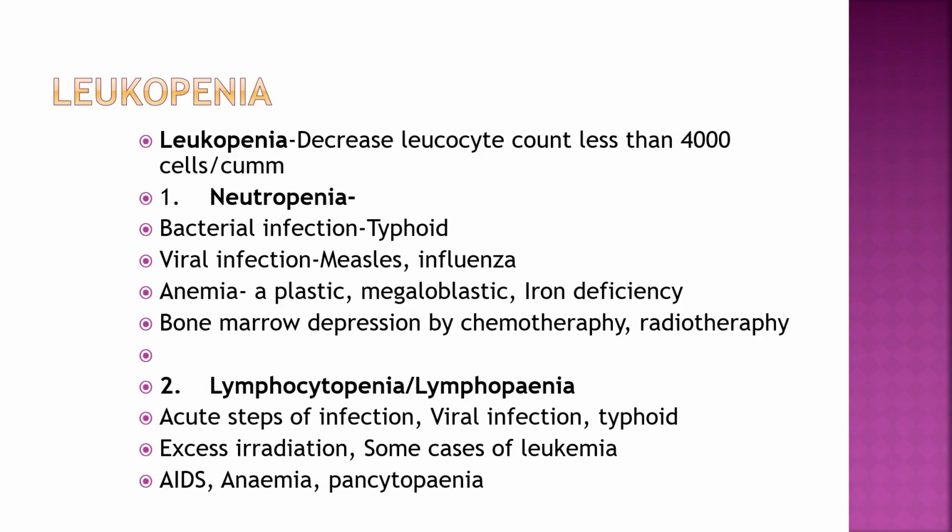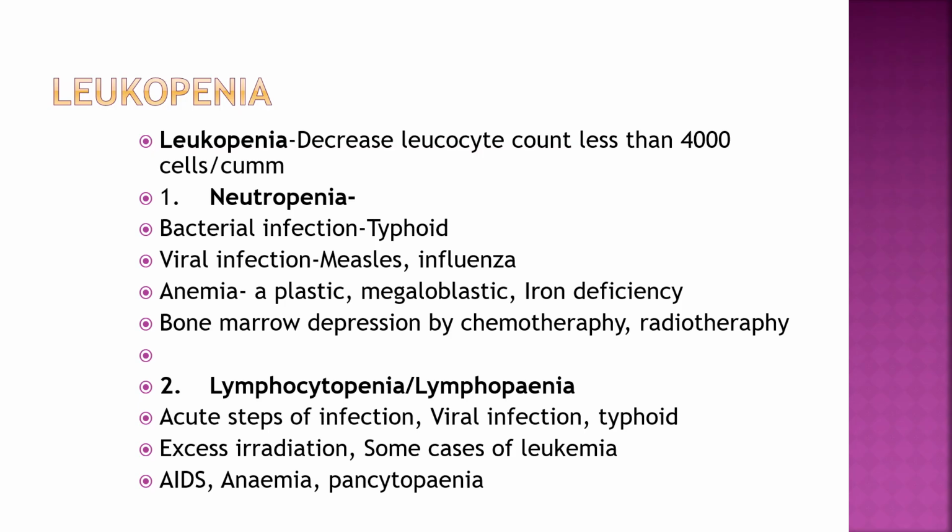Leukopenia is when the leukocyte count is less than 4,000 cells per cubic millimeter. So it can be because of neutropenia or lymphopenia. Neutropenia is when the neutrophil count is less than 40%. So it can be seen in typhoid, viral infections like measles, influenza, in anemia like aplastic anemia, megaloblastic anemia, iron deficiency anemia, or bone marrow depression by chemotherapy, radiotherapy.